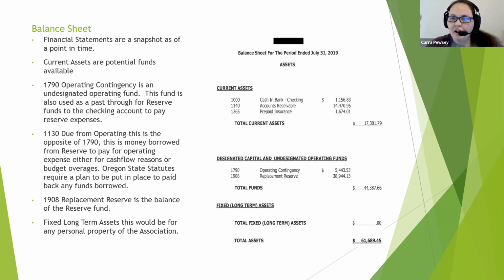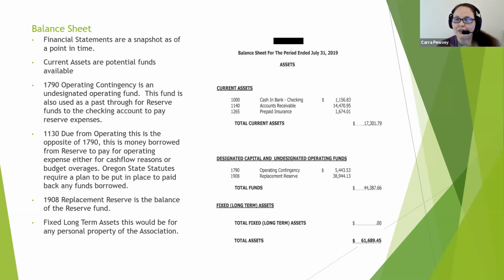If we start at the top and work our way down through the asset part of the balance sheet, your first part is current assets. These are all the potential funds that would be readily available to the association, typically more liquid funds. In the event that the association was to dissolve, this would be money that you would have or could get. We start off with cash in the bank, which is literally the cash that you have in the bank.